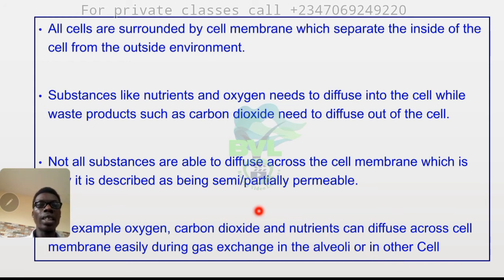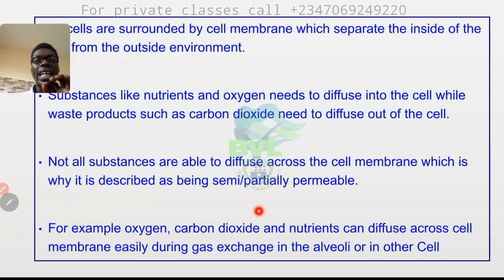Diffuse outside. Now, take note of something. This cell membrane is partially or semi-permeable, which means that it allows some things to pass and some things not to pass through it. For example, oxygen and carbon dioxide and nutrients can diffuse across the cell membrane easily during gas exchange in the alveoli or in other cells. That's what I just explained to you that you saw there.